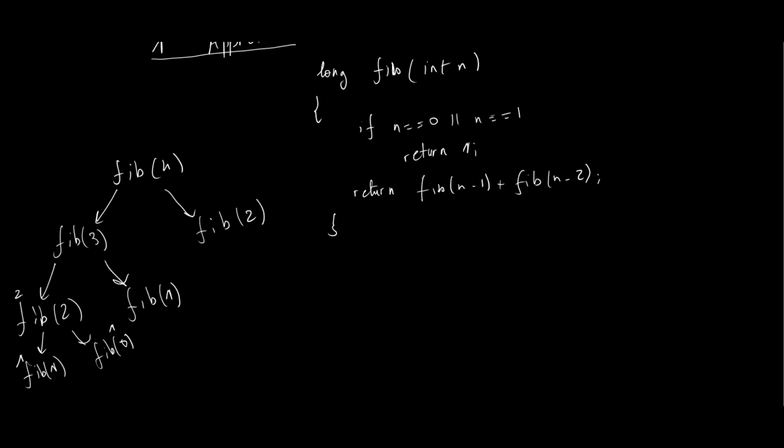When we reach fib of 1, we will just return 1 here. We will also return 1 here. This will return 2. Fib of 1 will return 1. So fib of 3 will return 3. And fib of 2 will also call the same things again. So it will call fib of 1 and fib of 0. This will return 1 and this will return 1. So fib of 2 will return 2. And finally fib of 4 will return 5.